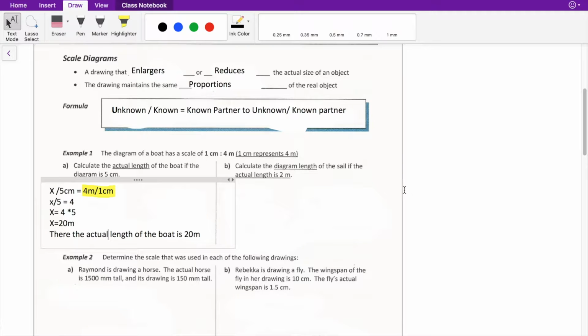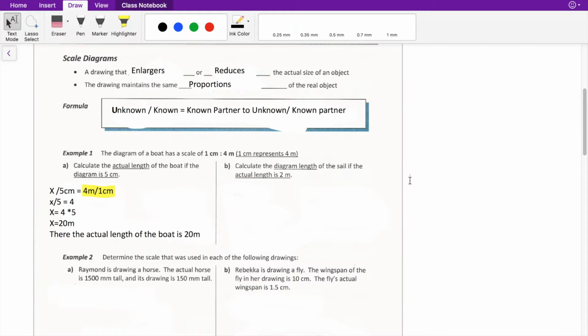Right. So next. As you saw there, I put my unknown on top, my unknown partner being the 5 centimeters on the bottom. Then I match up my other ratio to match. So meters on top, centimeters on the bottom. So let's calculate the diagram length if the sailboat's actual length is 2 meters.